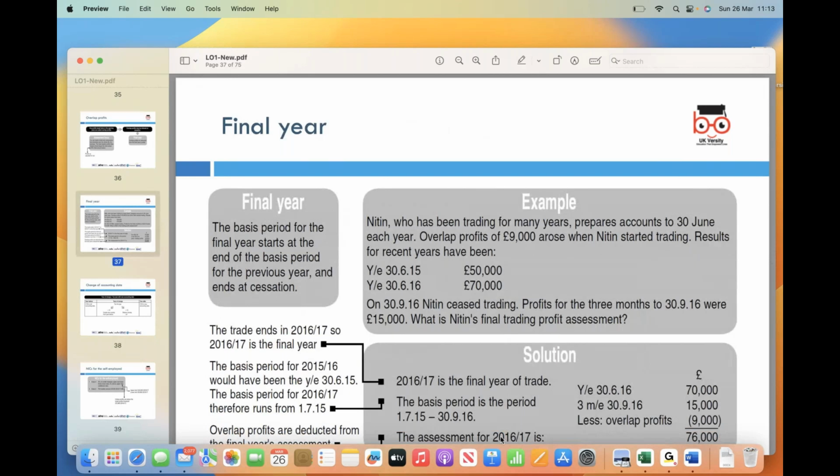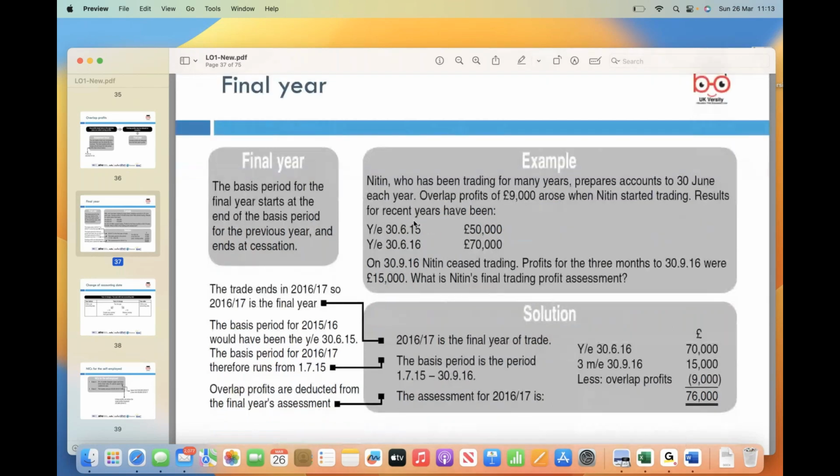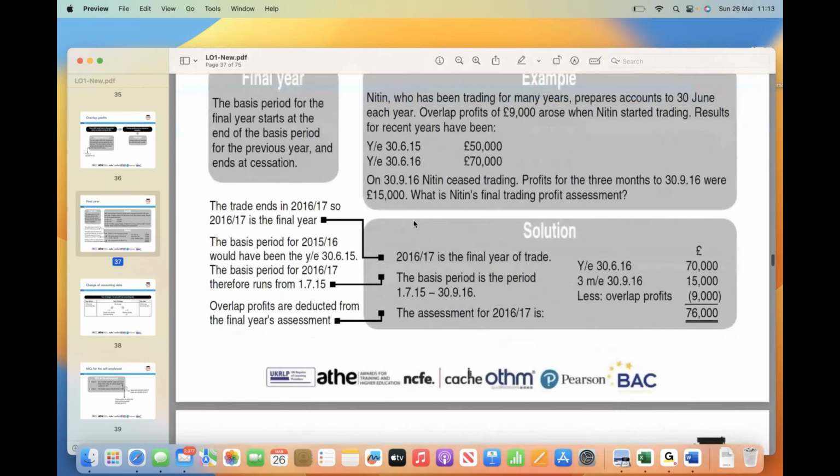So it is 30th of September less overlap profit, 76,000 pound here, and then the trade ends in 2016. So 16-17 is the final year.